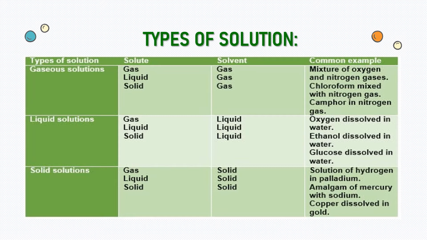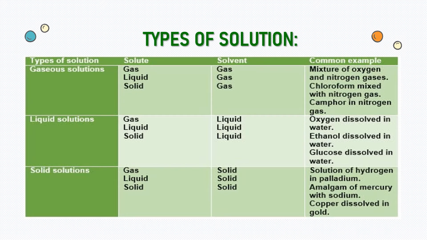Now moving further towards the solid solutions. In a solid solution, obviously the solvent must be in solid state, and the solute can be in any of the three states: solid, liquid or gas. Examples you can see over here: solution of hydrogen in palladium, amalgam of mercury with sodium, copper dissolved in gold. So students, these are the three types of solution: solid solution, liquid solution, and gaseous solution.